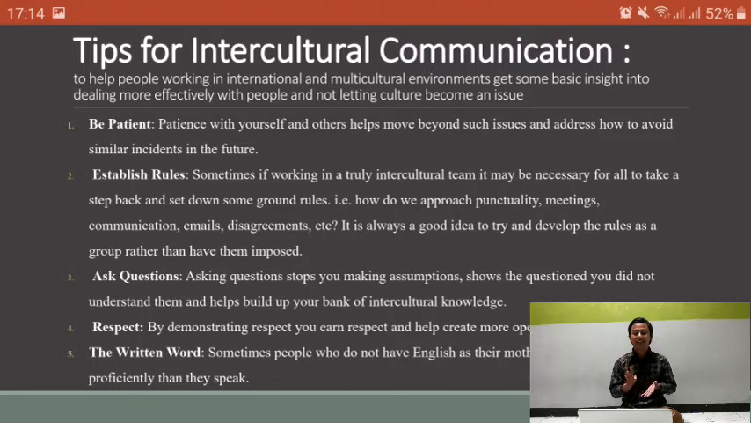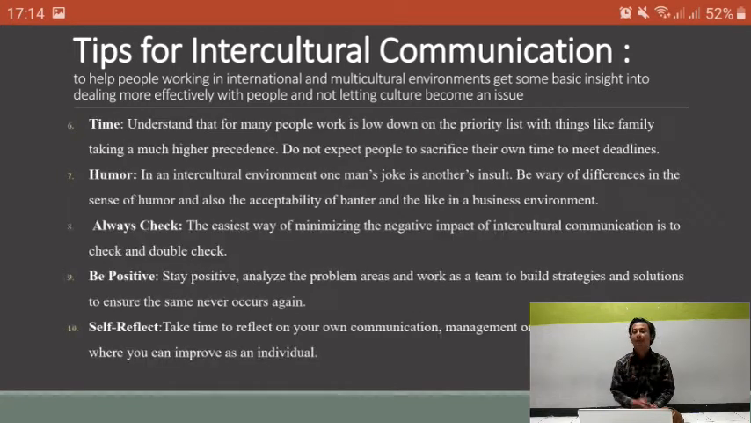Number 4, that is respect. By demonstrating respect, you earn respect and help create more open and fruitful relationships. 5, the written word. Sometimes people who don't have English as their mother tongue will read more proficiently than they speak. Okay, now is the next slide. The continuation of tips for intercultural communication.